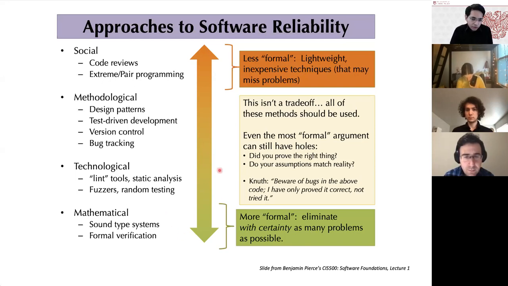They are on a spectrum partly because some of them are easier to use, but the trade-off is that they may not say a lot about the correctness of your software. And some are quite formal and can with certainty eliminate as many bugs and problems as possible. But Benjamin warns that this isn't a trade-off. We should be using all of these methods. Plus, there's a quip from Donald Knuth: beware of bugs in the above code. I've only proved it correct and not tried it.